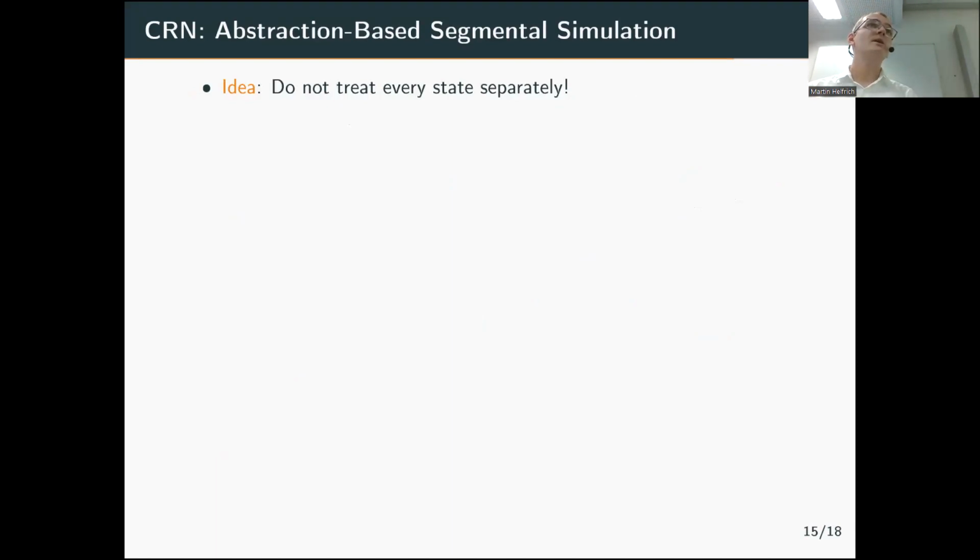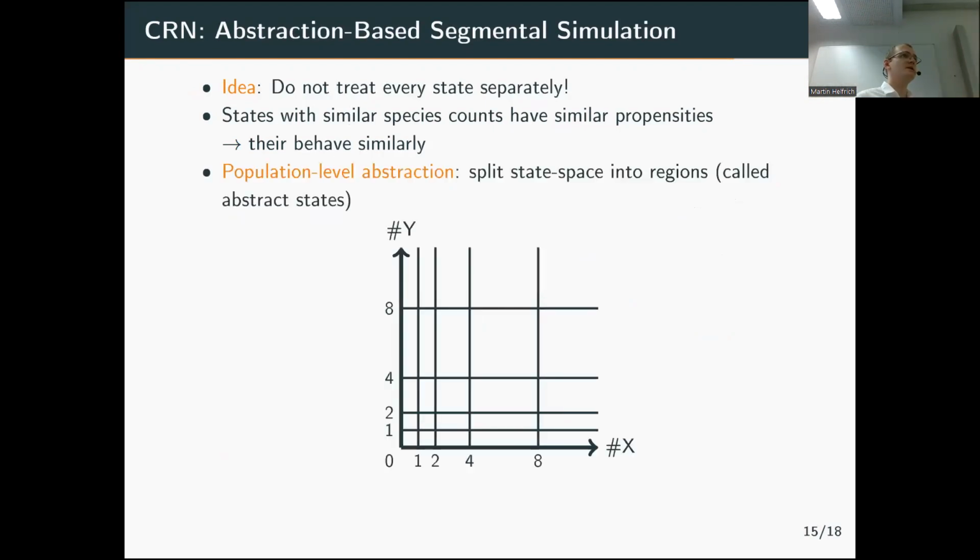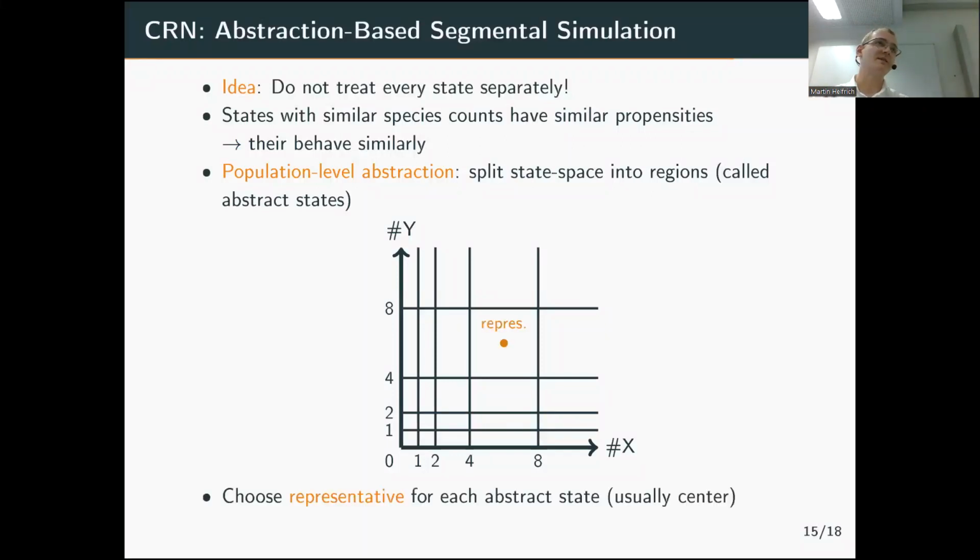And the idea is basically, well, don't treat the states independently, try to group them, right? And what we do is we observe that in chemical reaction networks, states that are close or similar behave similarly. Meaning if you have, let's say, 1 million virus molecules or 1,000,001, doesn't really matter, right? And so what you do is you take your state space and split it into regions. We call them abstract states. And these abstract states get a representative. It's typically the center. It's a specific state that's supposed to represent the whole region. And for these representatives, we compute our segments.